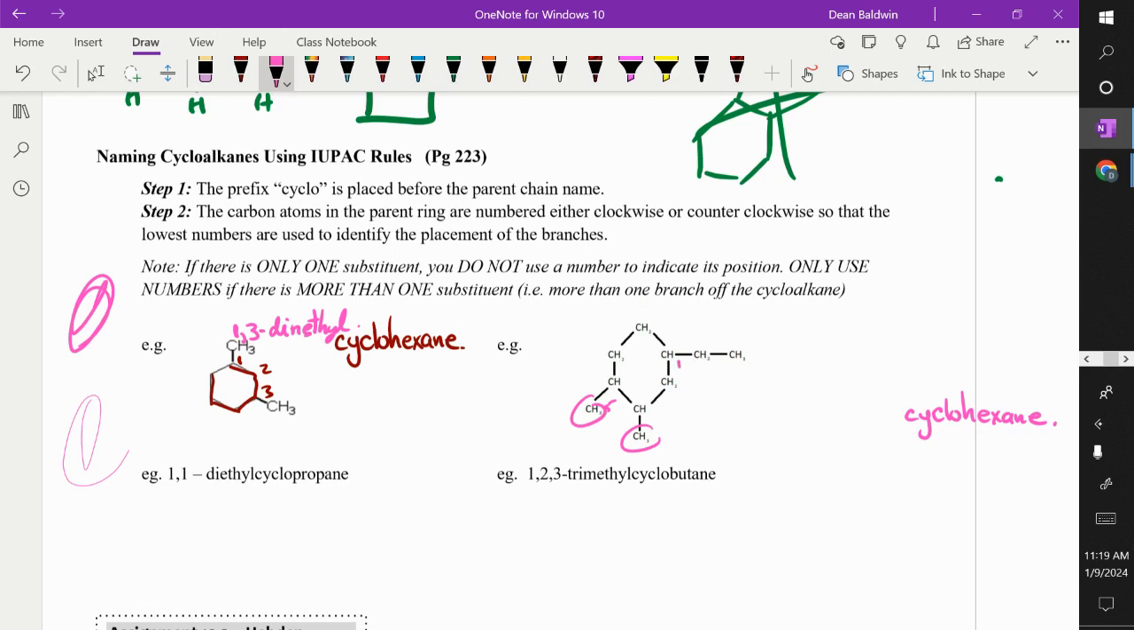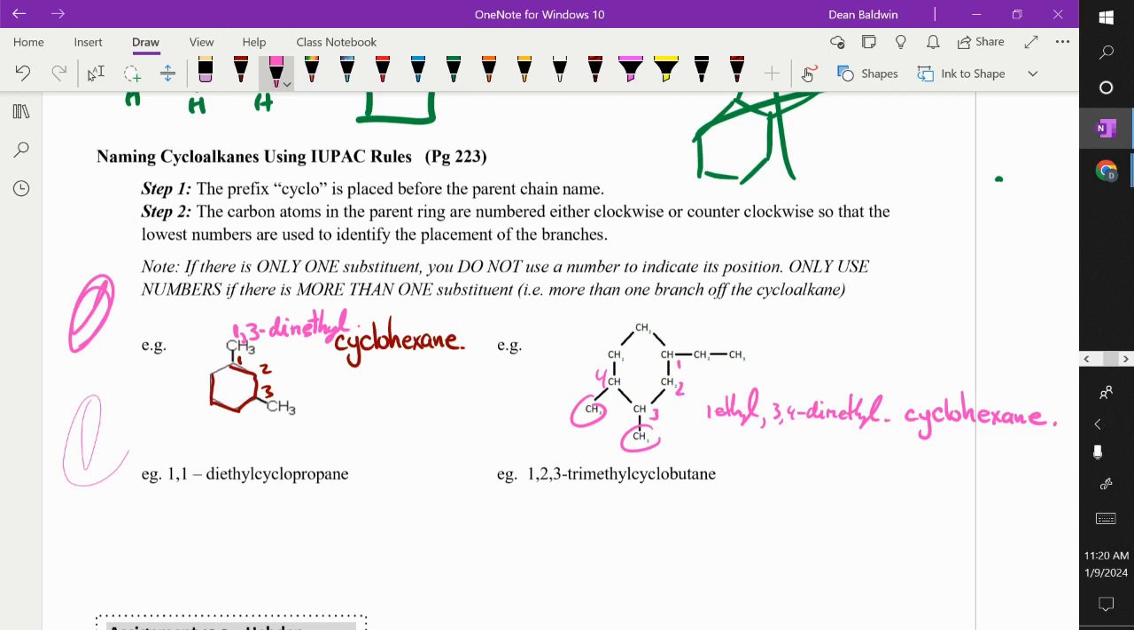So if we go 1, 2, 3, what is it? 4. So if I did it this way, I'm going to get, hang on before you write this, okay? 1 ethyl, 3, 4 dimethyl. So 1, 3, 4, right? Are my numbers.